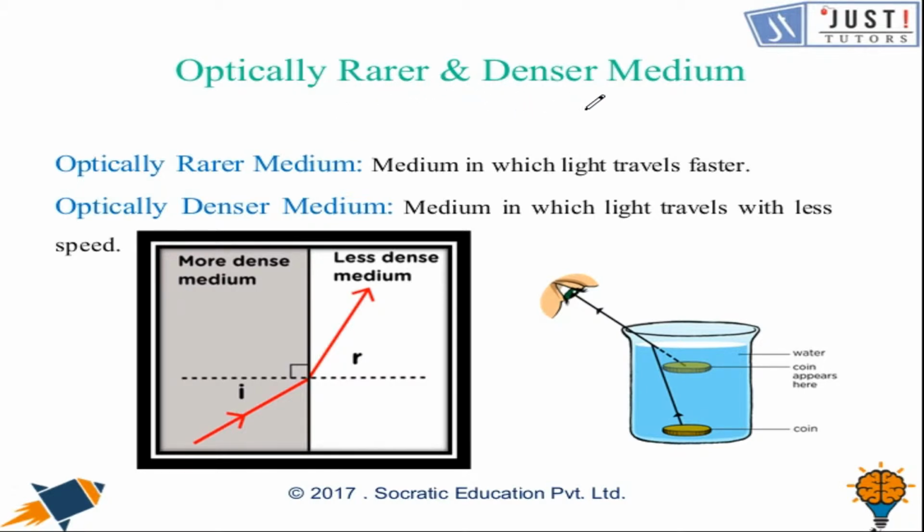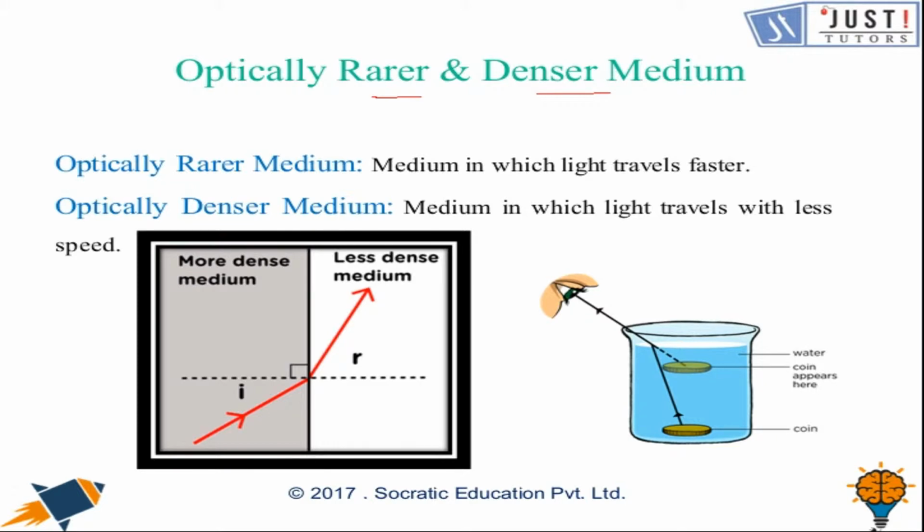Now, optically rarer and denser mediums. What is the difference between rarer and denser medium? They are basically mediums in which light travels faster, they are optically rarer, and mediums in which light travels at less speed are denser mediums. So we can say there are two rules which give the direction of bending of a ray of light when it goes from one medium to another.